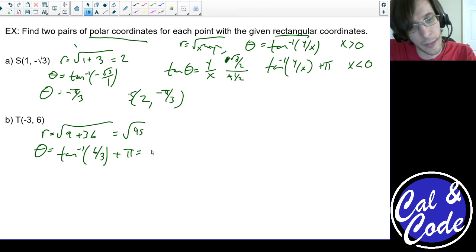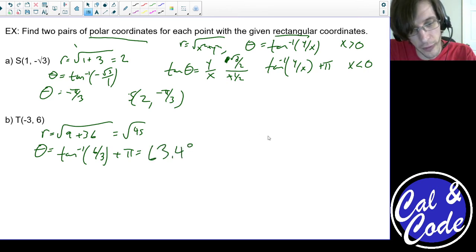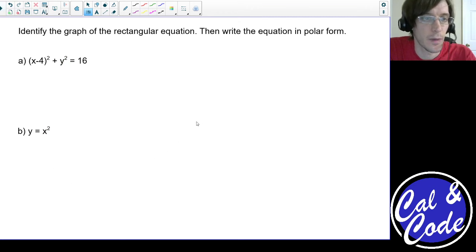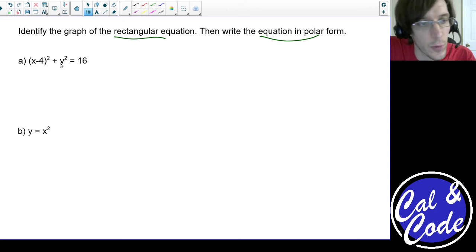So I'm going to put it in degrees, 63.4 degrees. So in this case, we end up with the point T is root 45, 63.4 degrees. All right. Now let's try to identify these graphs, and then let's try to write them in their polar form. So these are rectangular, then we're going to try to write them in polar form.